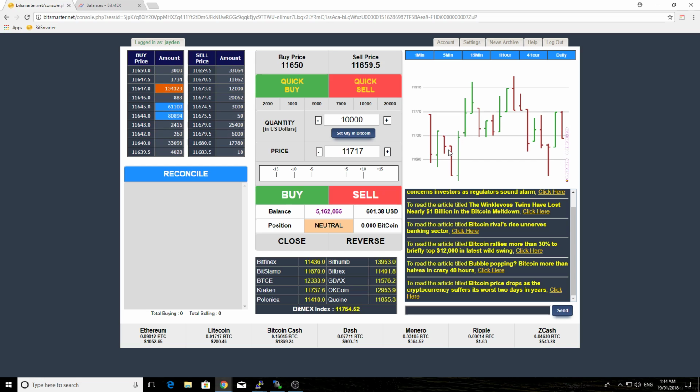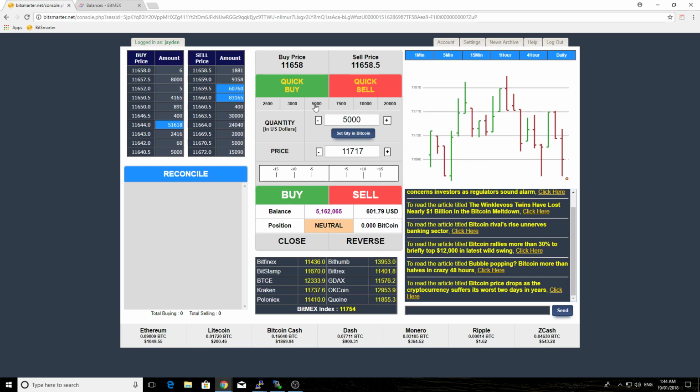So we can see the price has kind of fallen in the last minute. It's bouncing up and down here, trying to make a new low. So if you thought that it was going to keep going lower, you would just choose $5,000 worth or any number that you're comfortable with and quick sell, and it would sell it for you at the market price, and you would be trying to buy it back at a lower price.